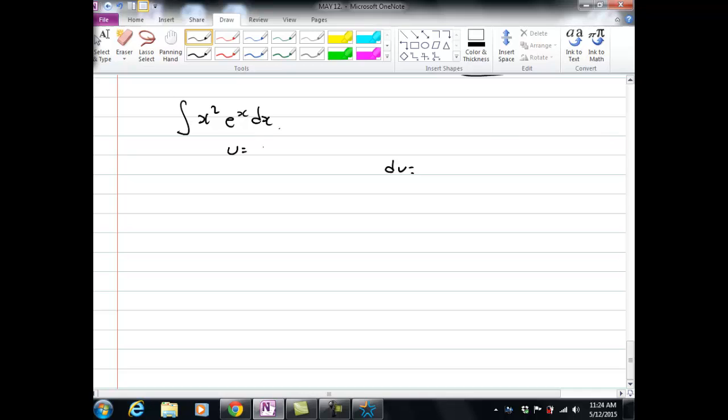Sorry, what was going on? u equals what? x squared. So therefore, dv equals e^x dx. du equals, would you agree? Now this is where you've got to be careful. Equals 2x dx. I kind of jumped ahead, so you should be able to follow along.